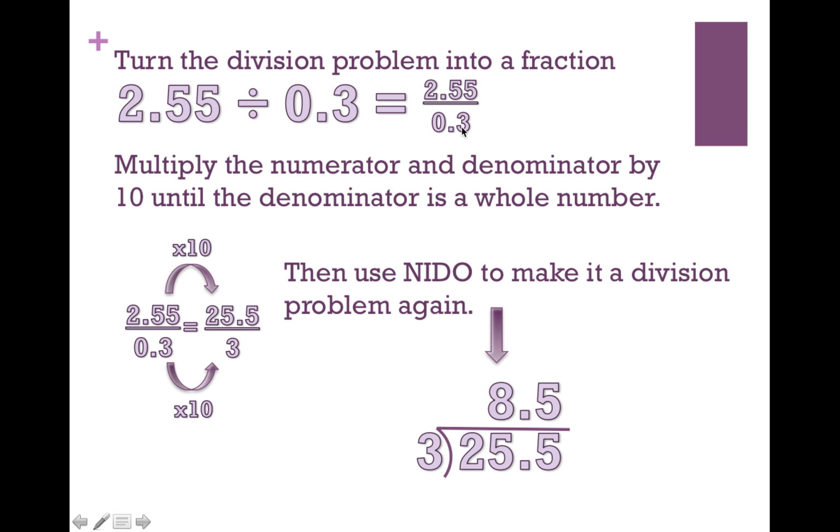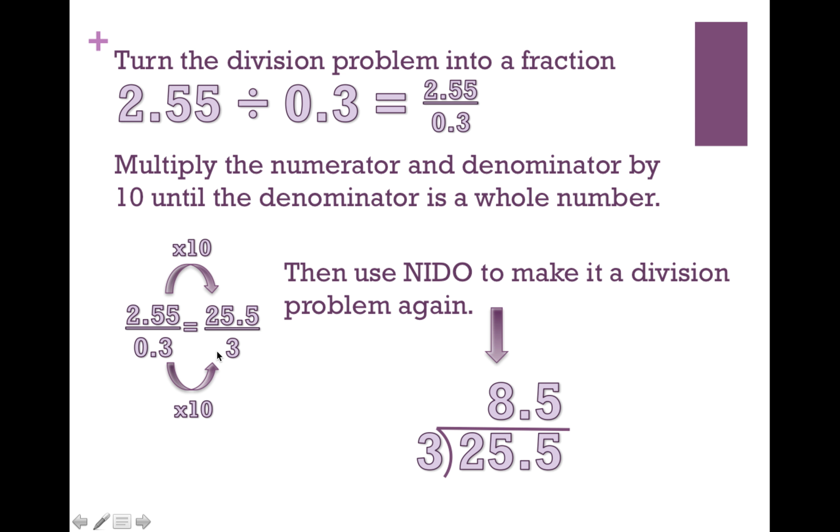That is not okay. So at this point, we have to multiply the numerator and denominator by 10 until our denominator, the number on the bottom, is a whole number with no decimals. If we multiply this by 10, it turns our 0 and 3/10 into a 3. But whatever we do to the bottom, we have to do to the top. So when we multiply 2 and 55/100ths by 10, we get 25 and 5/10. As you can see here, we now have a whole number, so we're good to go.